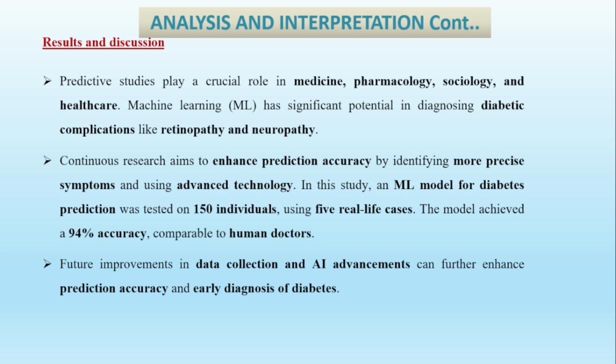Now, predictive studies play a crucial role in medicine, pharmacology, sociology, and healthcare. Machine learning has significant potential in diagnosing diabetes complications like retinopathy and neuropathy. Continued research aims to enhance prediction accuracy by identifying more precise symptoms and using advanced techniques. In this study, an ML model for diabetes prediction was tested on 150 individuals using 5 real cases. The model achieved 94% accuracy, comparable to a human doctor. Future improvements in data collection and AI advancement can further enhance prediction accuracy and early diagnosis.